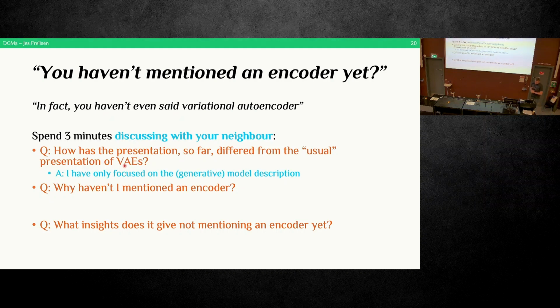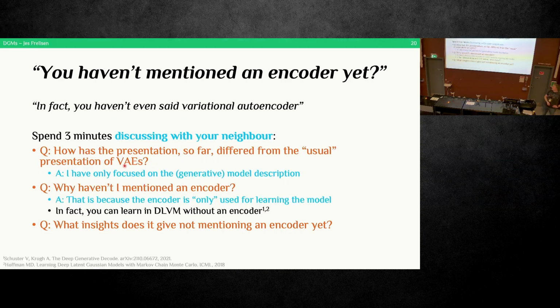So why haven't I mentioned an encoder? It's very related to what you just said. Anybody else want to chip in here? The encoder is not needed for generation. Exactly, the encoder is not needed for generation. It's only needed for learning the model. In fact, you could learn these models without an encoder. There's work on how you can learn these without an encoder. So it's not needed there, and it's not part of the model.